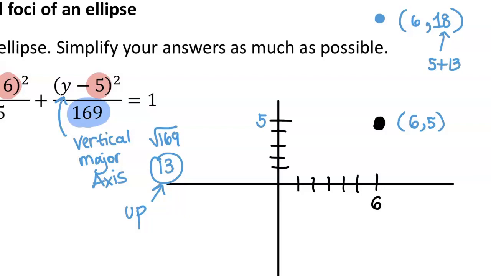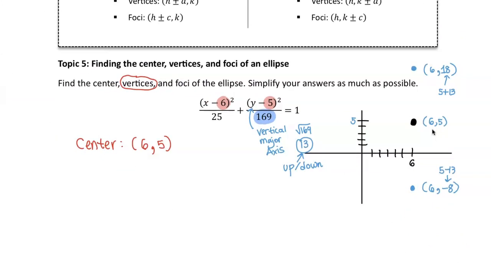Now let's go find the other vertex, okay? I need to go down 13 from that center. So the x-coordinate doesn't change. The x-coordinate is still 6 because we're not going right or left. We're just going straight down. So if you go down 13 from 5, what is that going to be? What is 5 minus 13? Well, that will give us negative 8. So we found two vertices of this ellipse. I'm going to write that down. The vertices: (6, 18) and (6, -8).